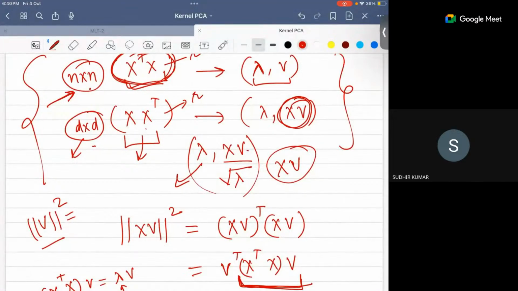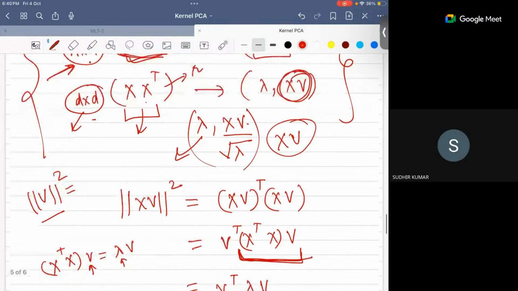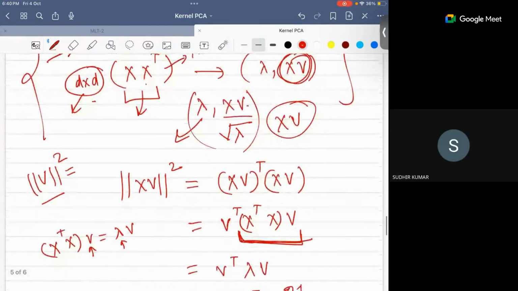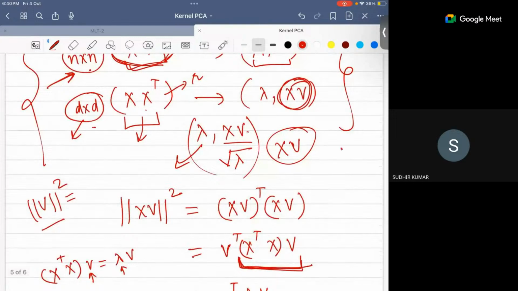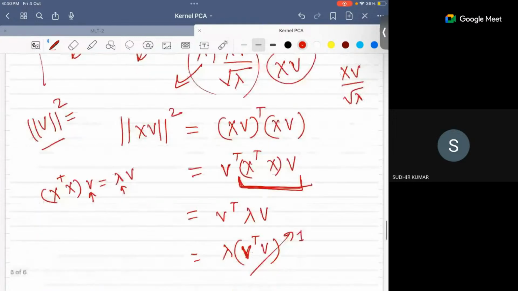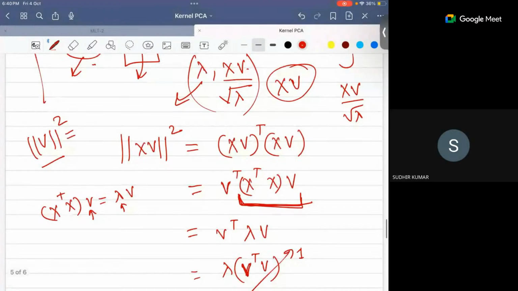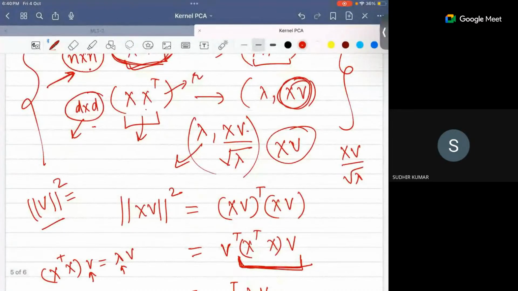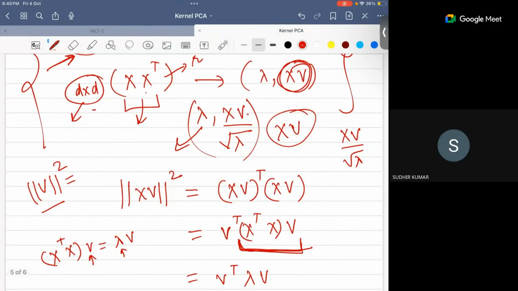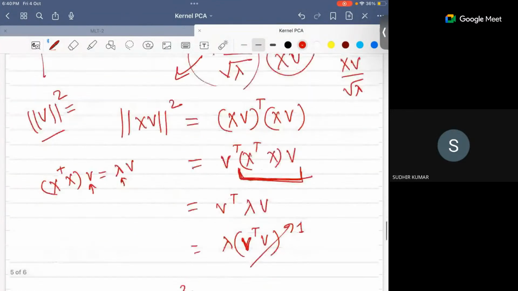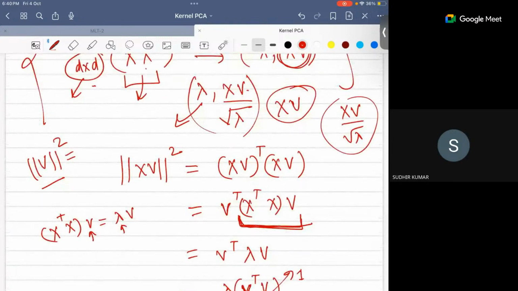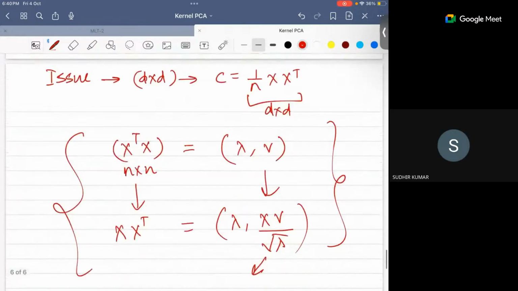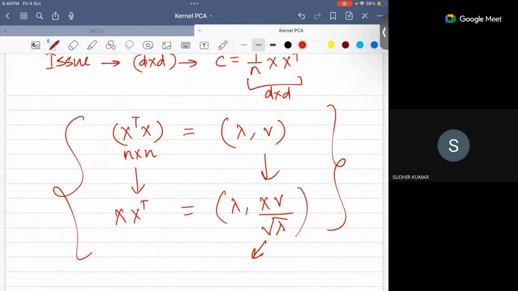We came to one conclusion: the eigenvector corresponding to the matrix x x transpose is xv, and then we normalized it. If you have to normalize any vector, you just divide it by its magnitude. We calculated the magnitude of xv and divided by it, so we got the unit vector. This is our eigenvector corresponding to x x transpose. Is this clear now, Sudhir?